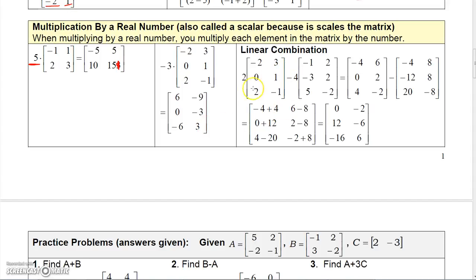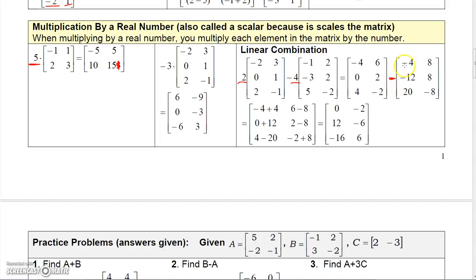Here I'm going to say 2 times this matrix minus 4 times this matrix. So what I want to do first is multiply everything in the first matrix by 2, so that would just give me -4, 6, 0, 2, 4, -2. And then I'm going to multiply everything in the second matrix by 4, so that would give me -4, 8, -12, 8, and then 20, -8. Now notice I kept the minus out here because I multiplied the inside by 4, not -4. So I'm still subtracting. So then just do your subtracting.